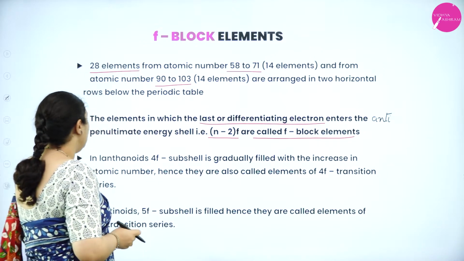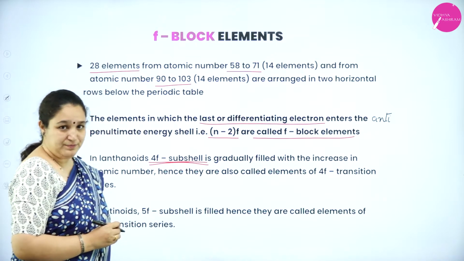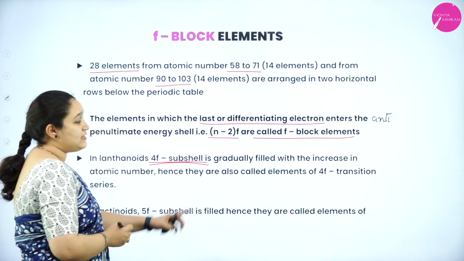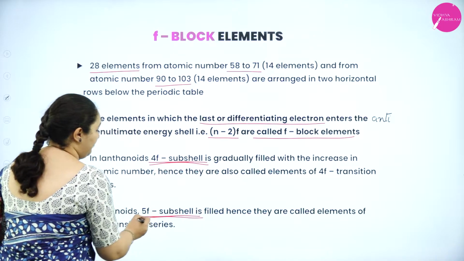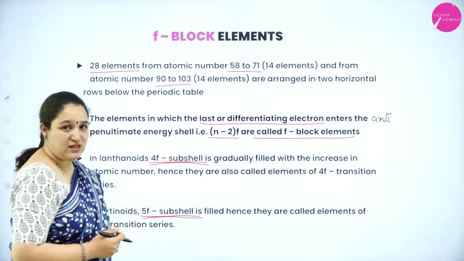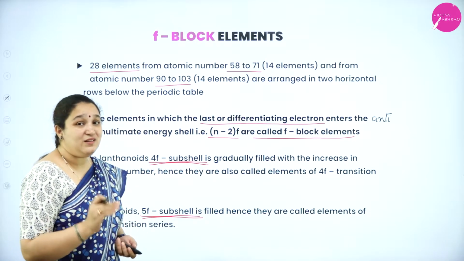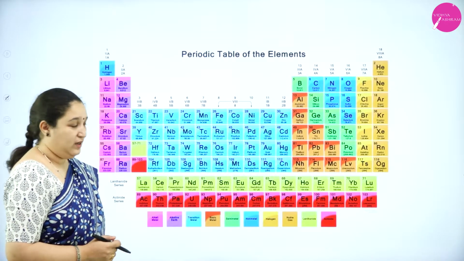Okay. So in lanthanoids, the 4F shell is gradually filled with increasing atomic number, hence they are called the 4F transition series, and in actinoids the 5F subshell is filled, so it's called the 5F transition series. The entire F block is also called the inner transition elements. Why exactly? You can understand here.